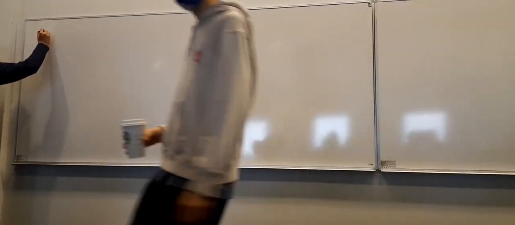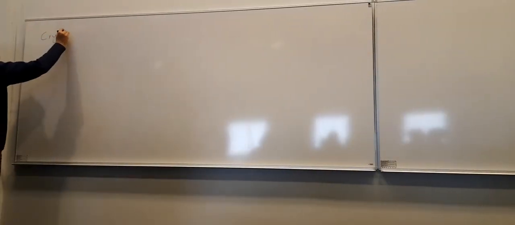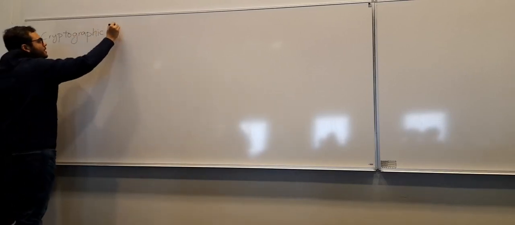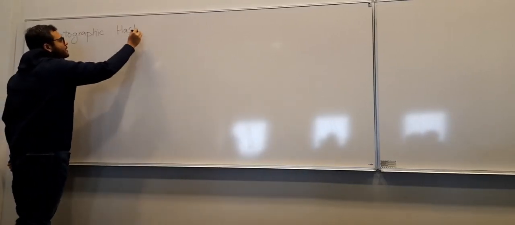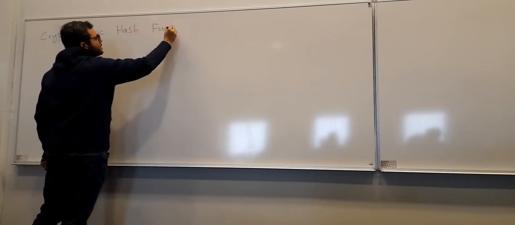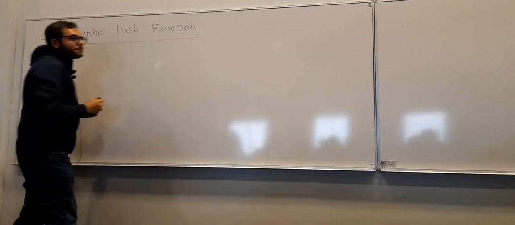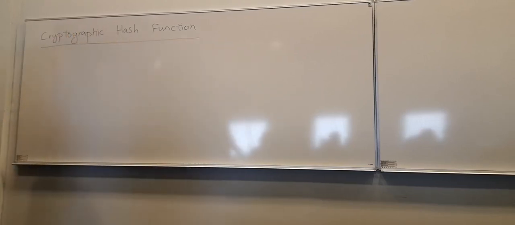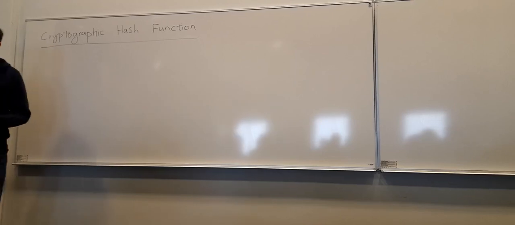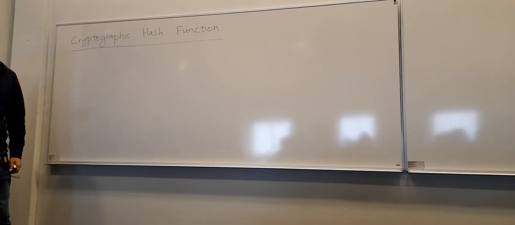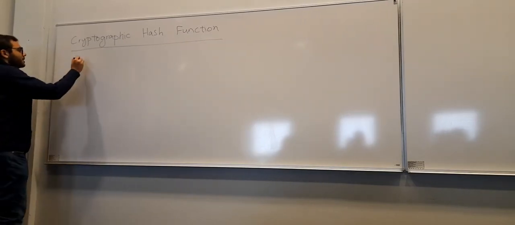Okay, we're going to talk about our first cryptographic primitive. And this is going to be a cryptographic hash function. I try to write big. Okay, so what's a cryptographic hash function? Well, I have to define a bunch of small things before I can actually define the main thing that I want to focus on this session.